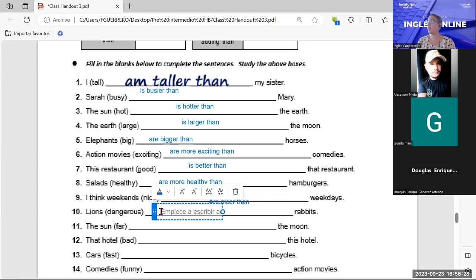Okay. Dangerous. Lions are more dangerous than. Very good. Are more dangerous than. Very good. Now let's move to 11, the sun.